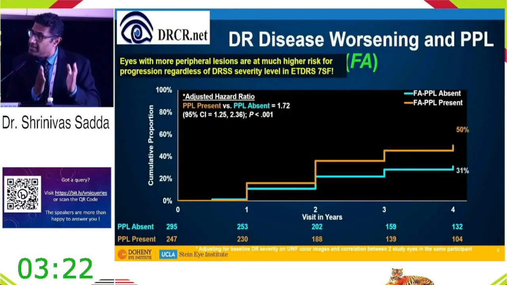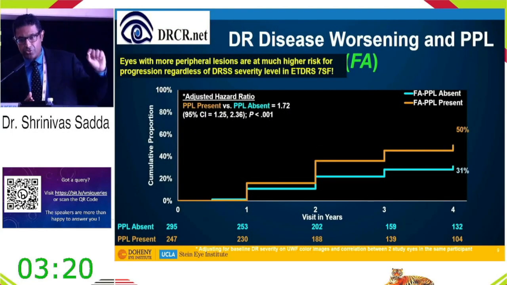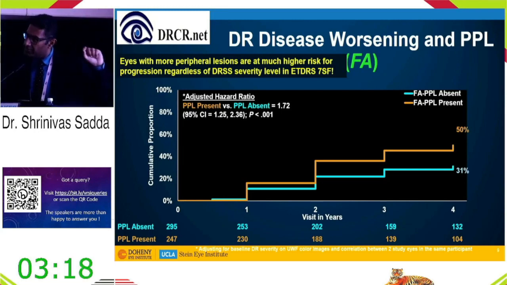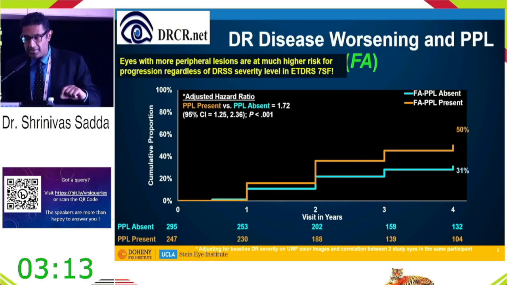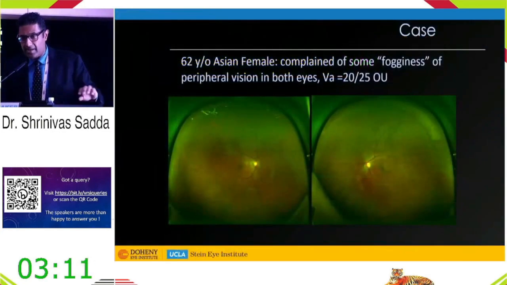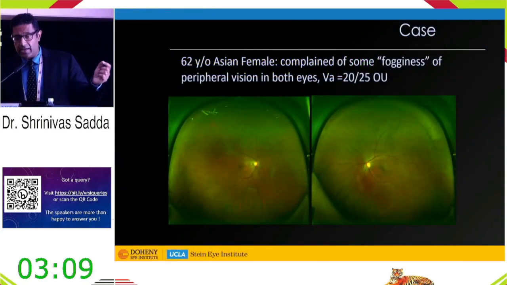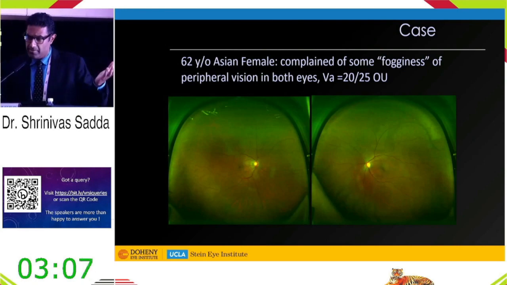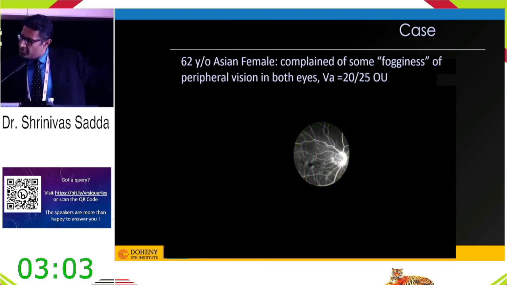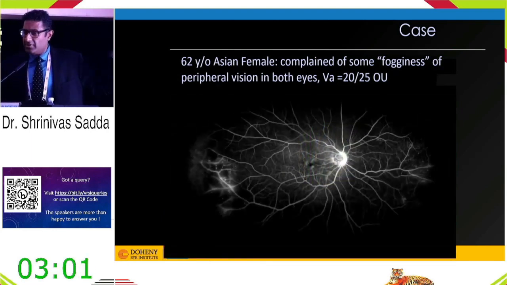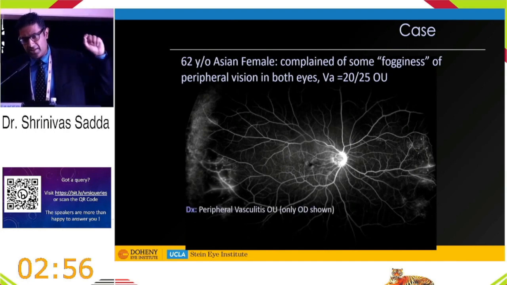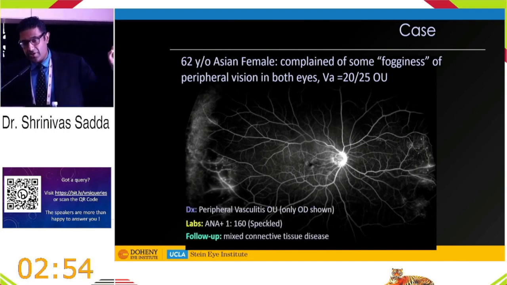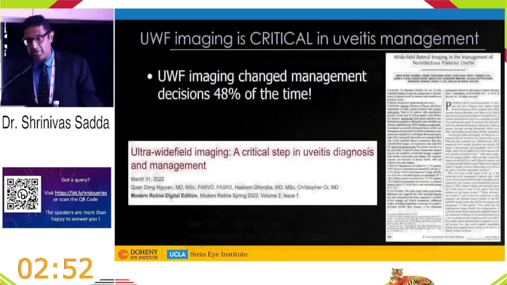Now we have hard data with Protocol AA that shows that eyes that have predominantly peripheral disease have substantially higher risk for progression compared to those with central disease, even accounting for baseline diabetic retinopathy severity level. But it's more than that. For example, here's a patient who bounced around to many retina specialists complaining of some vague visual complaints, actually had good vision. You can see there's some leakage in the macula, but the real action is in the far periphery of this patient. This patient had significant vessel staining, actually had a peripheral vasculitis, and turned out to have a connective tissue disorder they were able to diagnose.